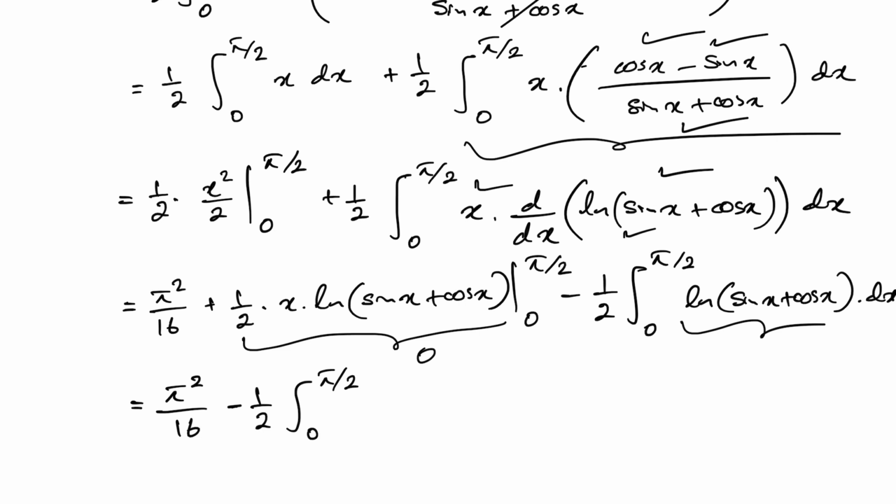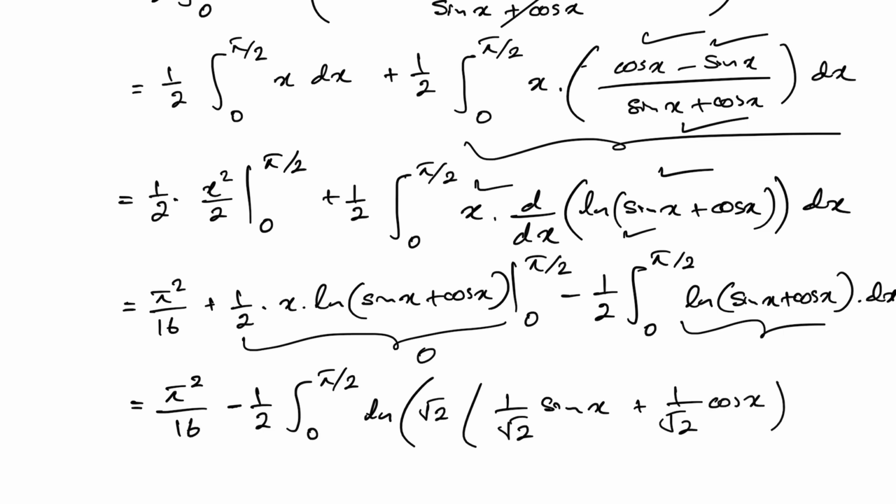So here we have sine and cosine, but I have to convert it to only sine or cosine. Then our integral will be very easy. Okay, so minus 1 half, 0 to pi over 2, natural log of, then I'm going to multiply by square root of 2. At the same time we should divide it by square root of 2. So here sine of x plus 1 over square root of 2 cosine of x, then here dx.